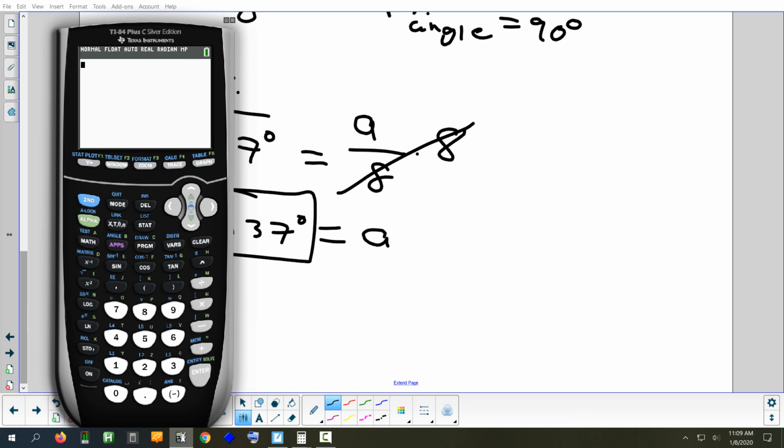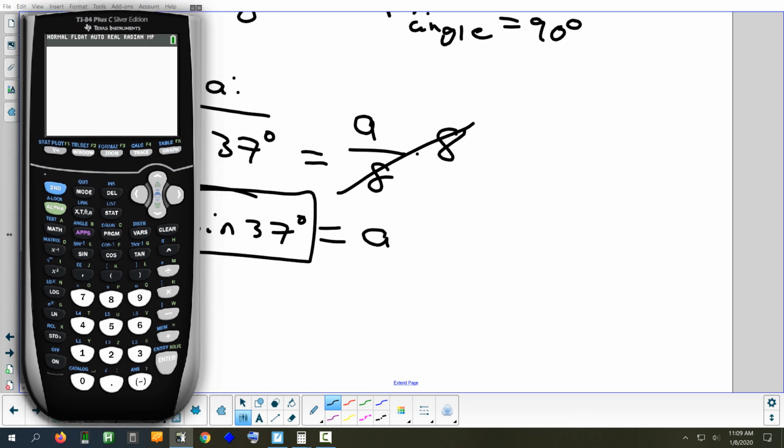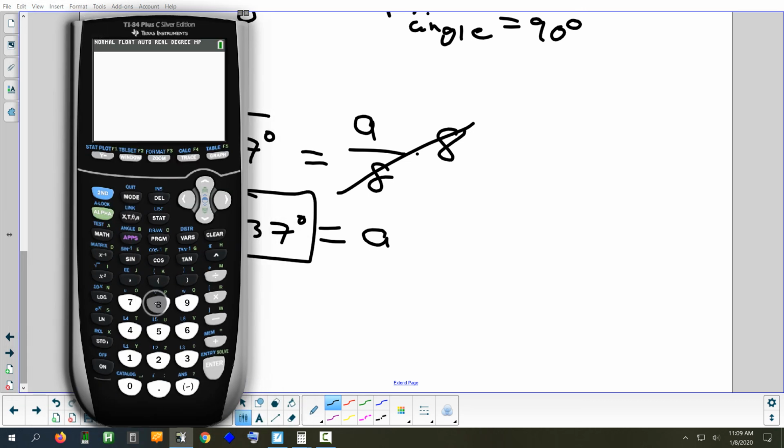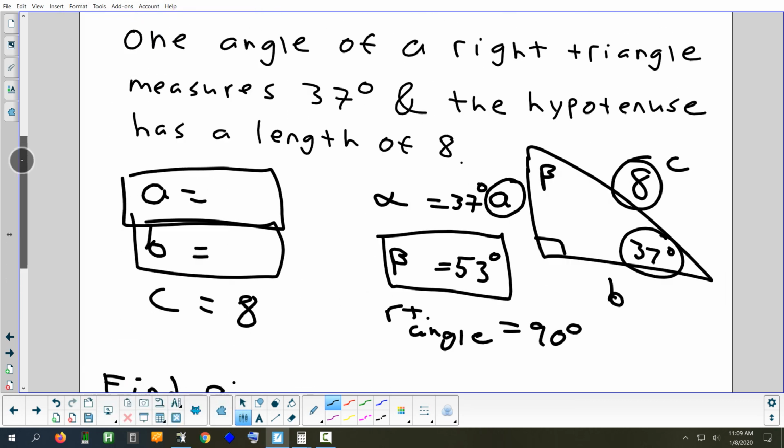Okay, what should I check on my calculator first? Make sure that this is all set, yeah? Make sure you're in degrees. Yeah, all the problems in this section are, I'm pretty sure they're all degrees. So put it in degrees, and then 8 sine 37. There's your answer for A. I'm going to go 3 decimal places. 4.815.